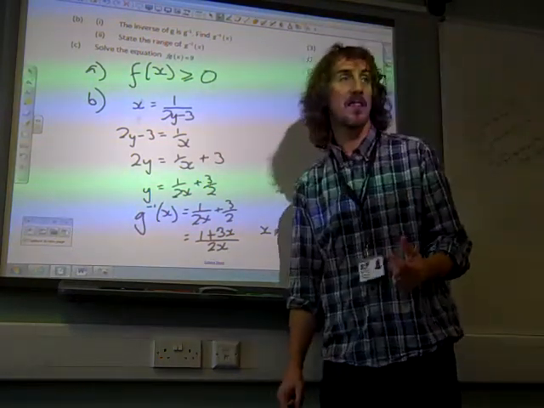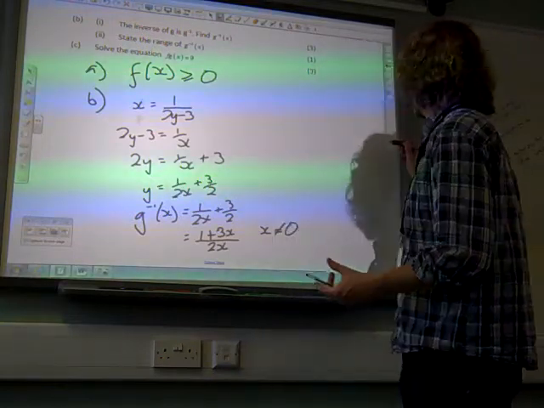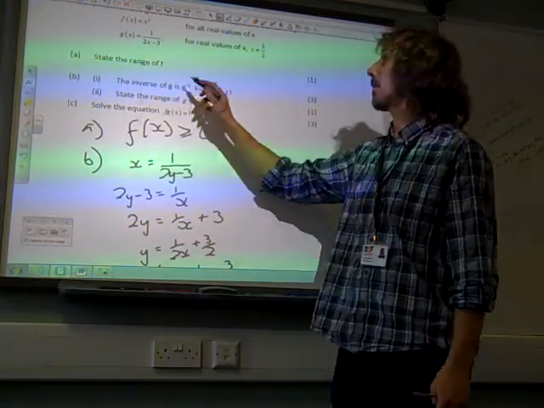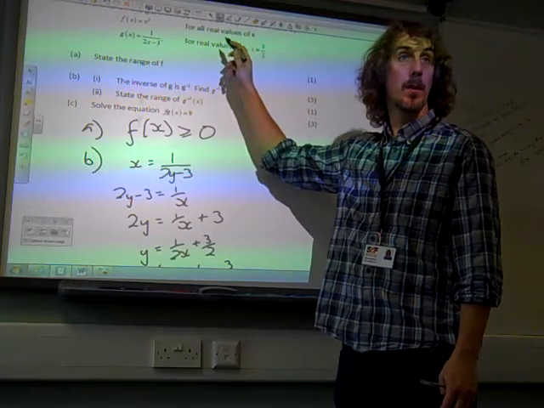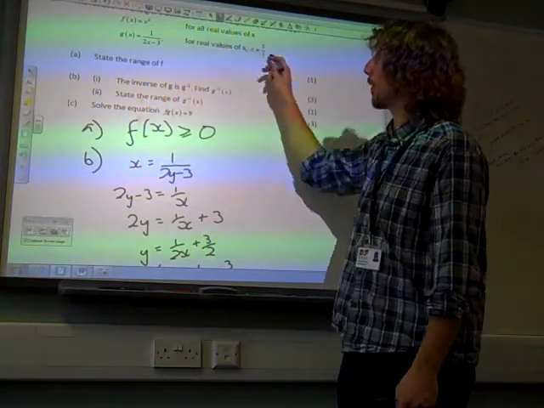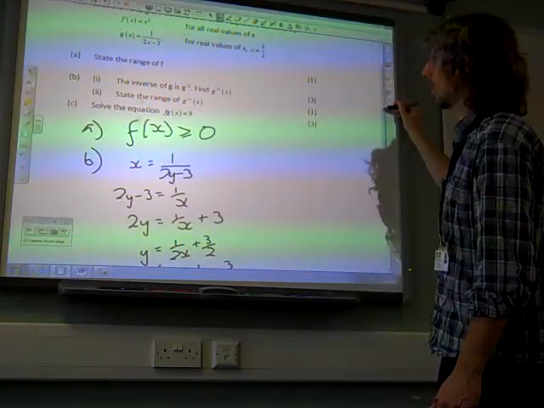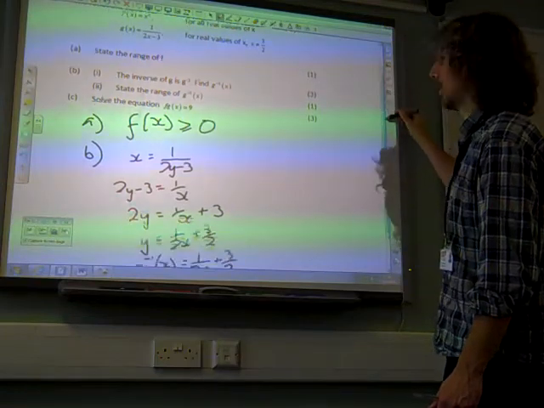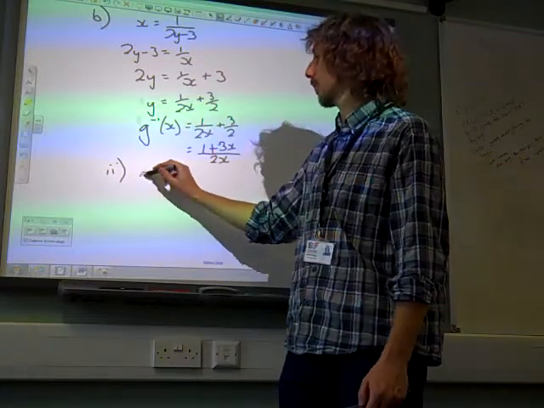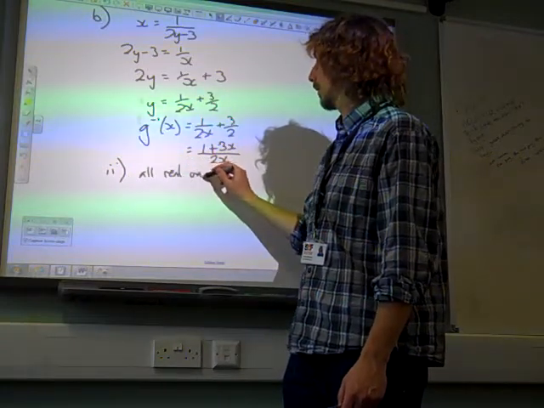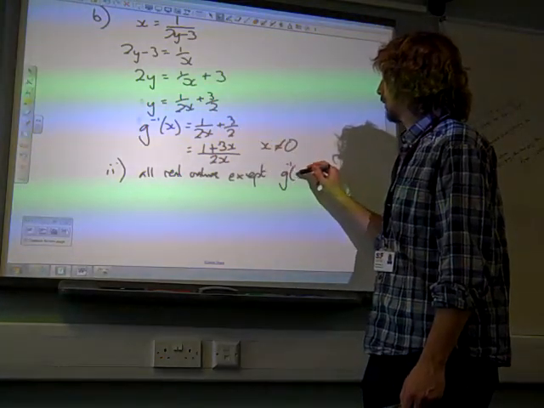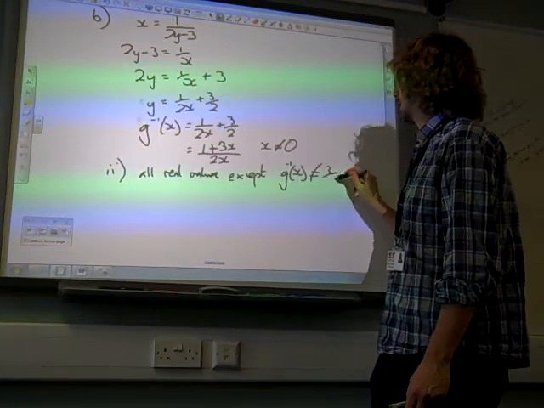Part 2 says state the range of the inverse. Well, the easiest way of thinking about this is the range of the inverse is the same as the domain of the original function, because the two things swap round. So we just need to read what the domain was, so it's got to be all real values except 3 over 2. So all real values except, inverse function is not equal to 3 over 2.